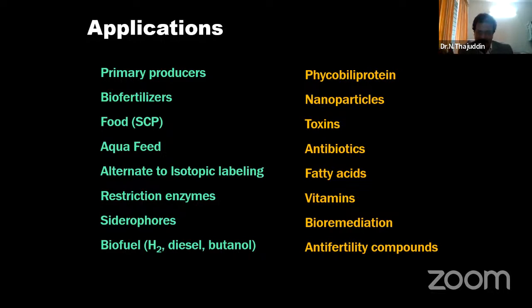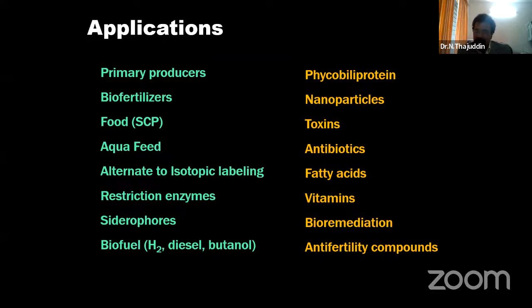Then coming to aqua feed, since it's a primary feed producer, definitely we can use it as aqua feed. And in our lab, we developed an aqua feed using Pharmedium Wilderianum. We transferred that aqua feed technology to one company at the cost of nearly 50 lakhs. This aqua feed is very superior to the commercially available proteinaceous aqua feed, because the protein content of those is just less than 20%, whereas this aqua feed we used has 50% protein. In addition to this, it has innate antibacterial activity.